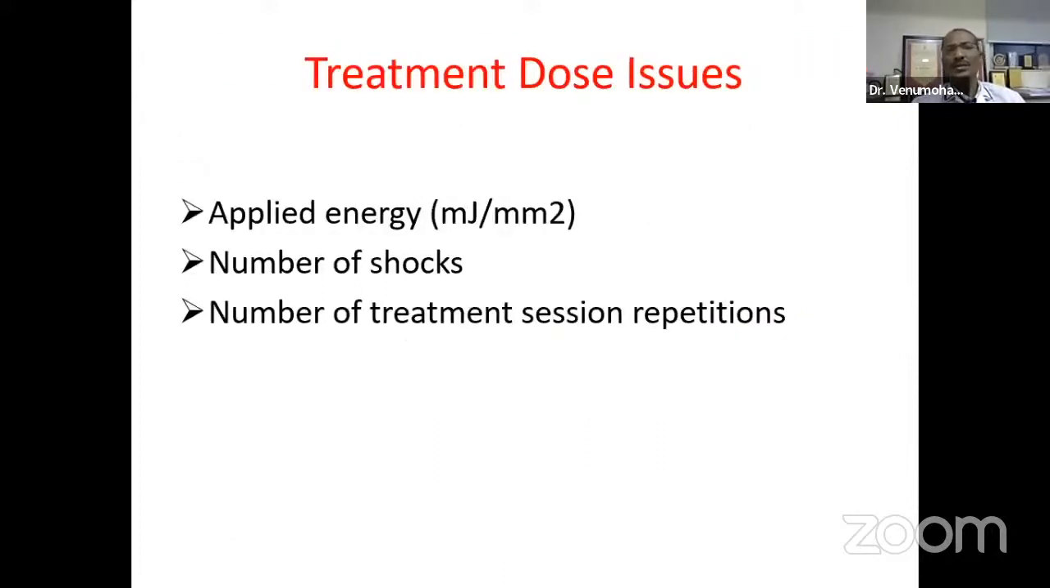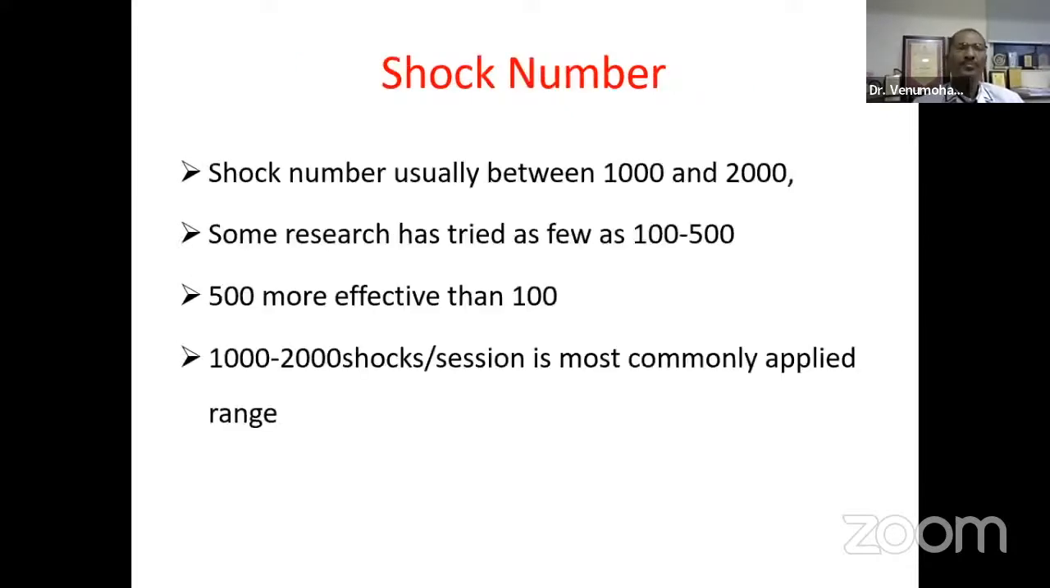Now coming to what is the dosage. So we have the following things. We can apply the energy in millijoules per millimeter square. So we count the number of shocks, the number of treatment sessions, and number of repetitions. The shock waves which are delivered usually range between 1000 and 2000. Some researchers have tried as few as 100 and 500, and they found that 500 are more effective than 100. But the classical, the most convincing one is 1000 to 2000 shocks a session.